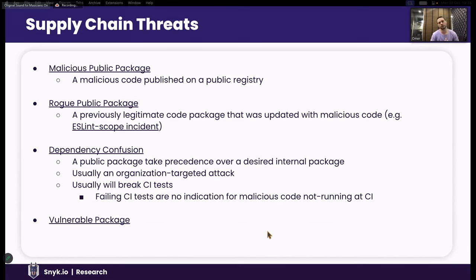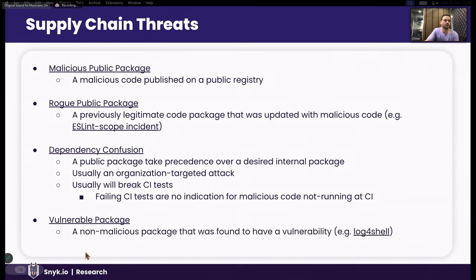Other than that, there is just a vulnerable package. A vulnerable package by itself is no indication of a breach. Almost every project has some kind of vulnerabilities found within its internal and dependency packages. By itself, that's not a clear indication of something malicious. It's just a signal of lower risk for that specific application. A non-malicious package was found to have a vulnerability. An example is Log4Shell. Log4Shell is a somewhat unique example because it was also of very high criticality, and it was known to be exploited in the wild.